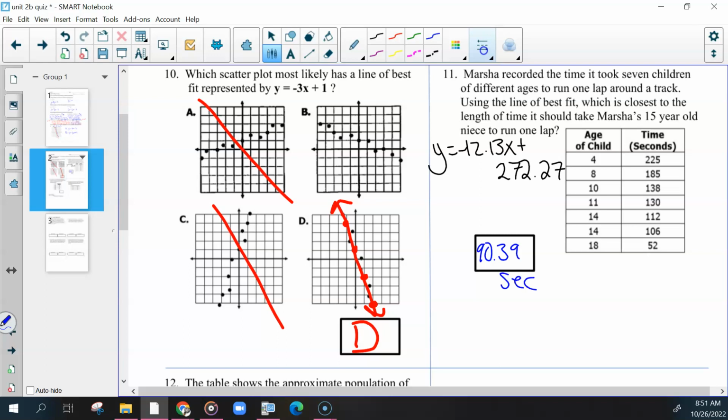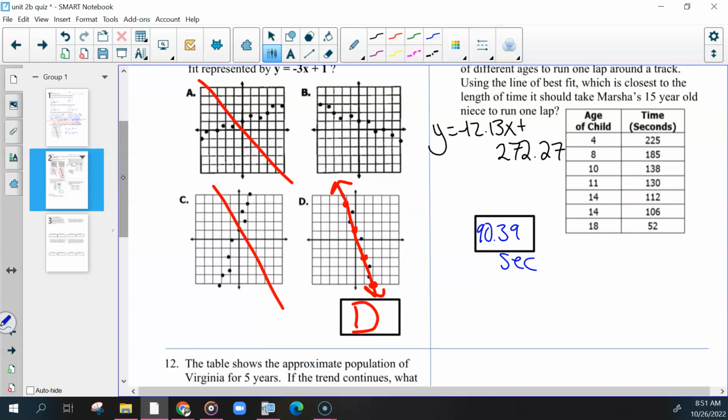And then be specific, we're looking for a length of time, so this should be seconds. I think that was probably the most missed thing, not putting the label. So that was worth 2 points. Questions on that one?